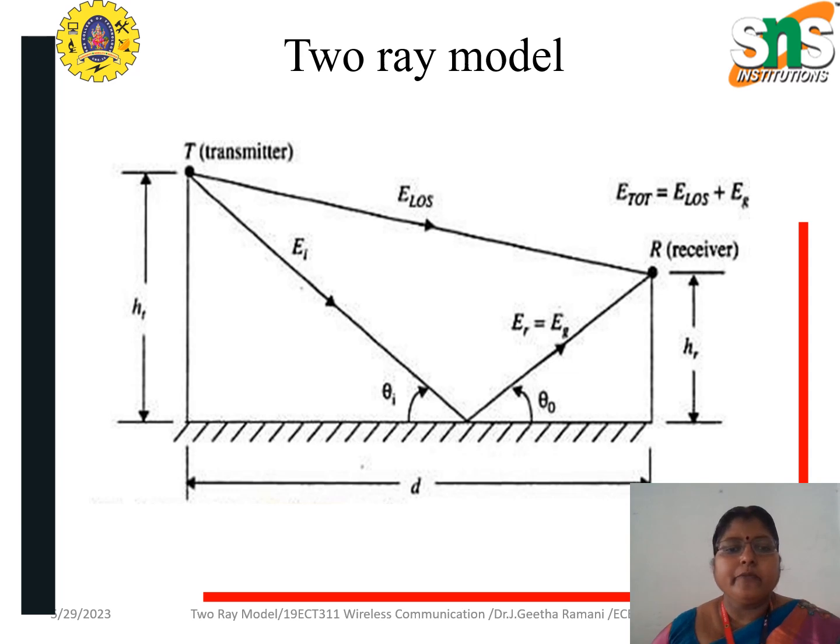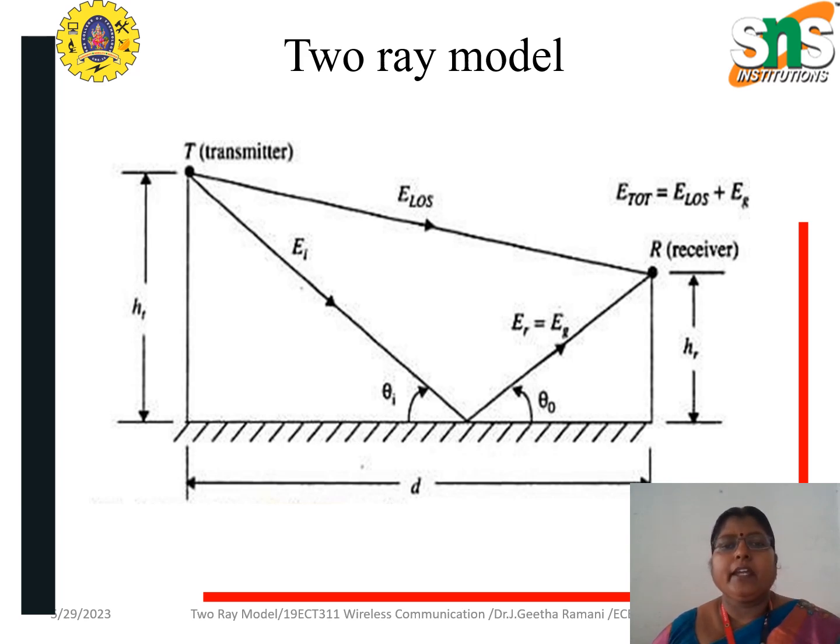So this is the diagram which we use to calculate the received power. Consider this is the ground and it is considered to be flat. Since it is a reflecting surface, we marked it with this slashed line, which indicates it's a reflecting surface. At this point, we are placing our transmitter at the height of HT from the ground plane, whereas our receiver is at a distance of small d from the transmitter and at the height of HR from the ground plane.